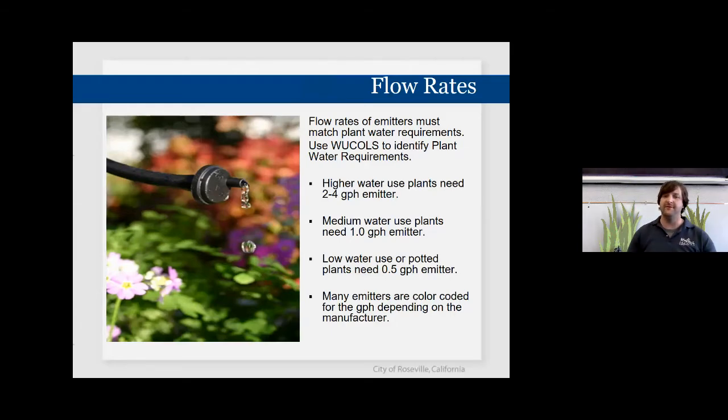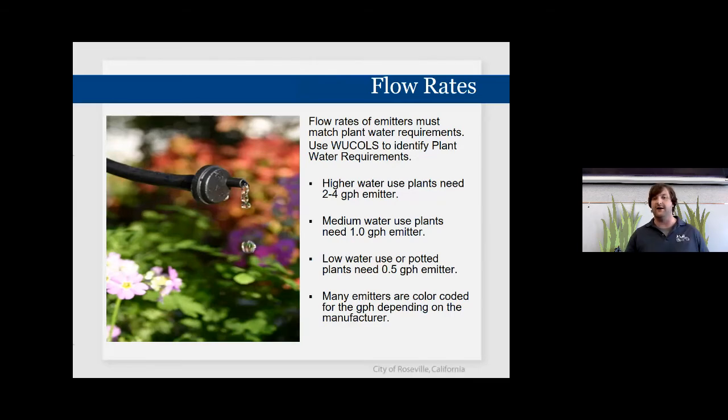So flow rates of emitters must match the plant water requirement. We use a guide called WUCOLS. That stands for Water Use Classification of Landscape Species. If you ever want to sound really smart, just memorize what WUCOLS stands for and bring it out at your next cocktail party. So higher water use plants need about 2 to 4 gallons per hour.